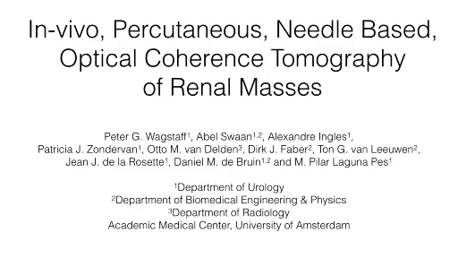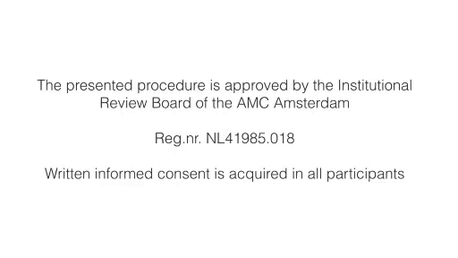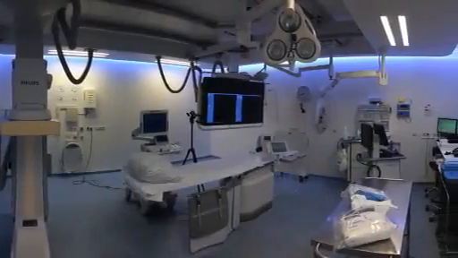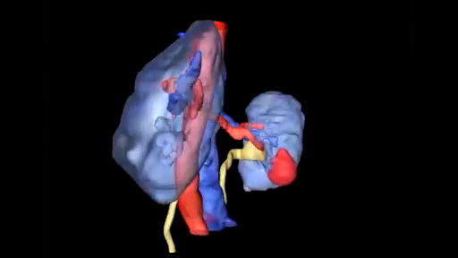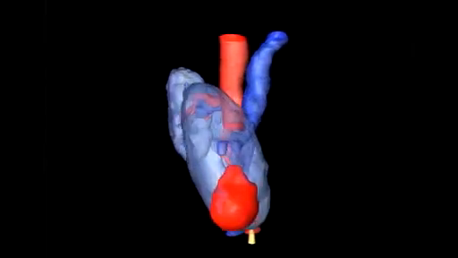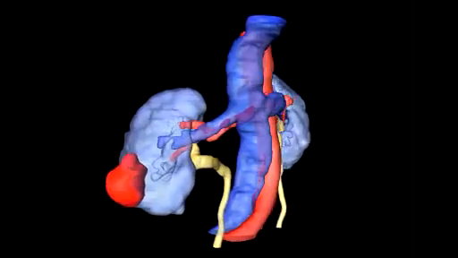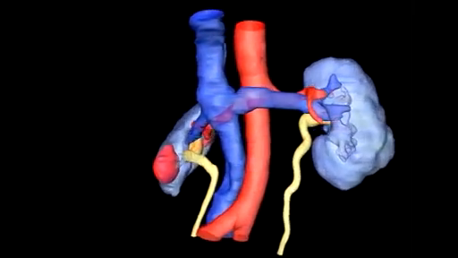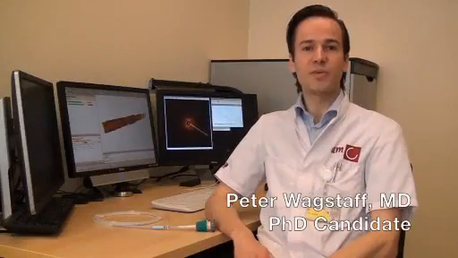The aim of this project is to demonstrate the feasibility of percutaneous, needle-based optical coherence tomography of renal masses. Knowledge and experience gained in optical coherence tomography, or OCT, is now being implemented in vivo in the kidney. The development of OCT into an optical biopsy has been prompted by the clinical need for an accurate and easy technique for tumor differentiation. We aim to develop OCT into an optical biopsy, providing real-time imaging with on-the-spot tumor differentiation.